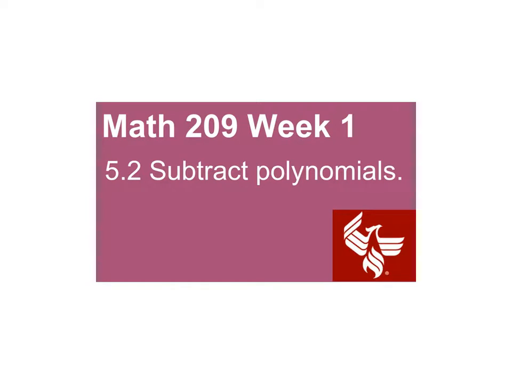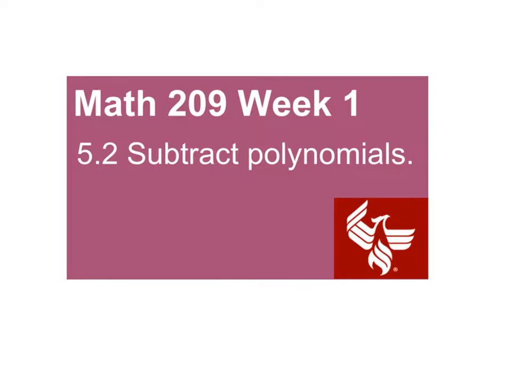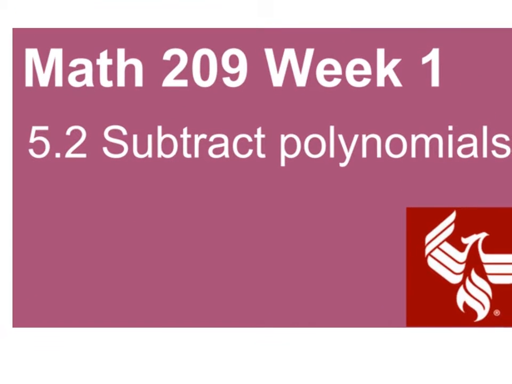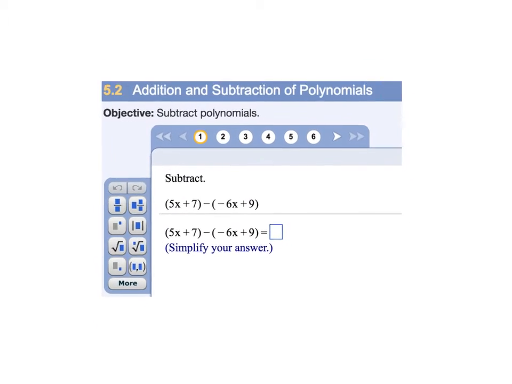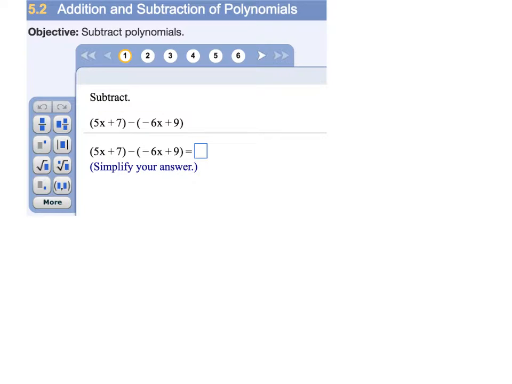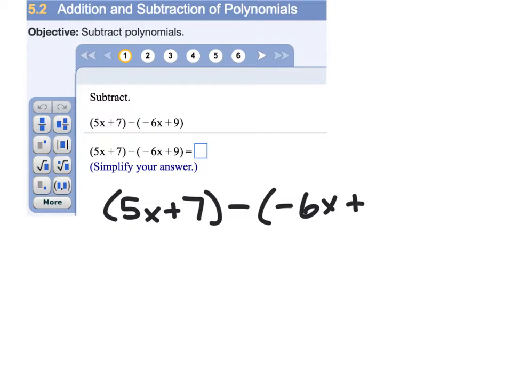All right, this is Math 209, Week 1, Section 5.2, Subtracting. All right, so what does that mean? Well, subtracting is a little bit different from addition because you have to pay really close attention to that negative sign, where we hadn't had to worry about that previously. So I'm going to get this down. Let's see, 5x plus 7 minus negative 6x plus 9.